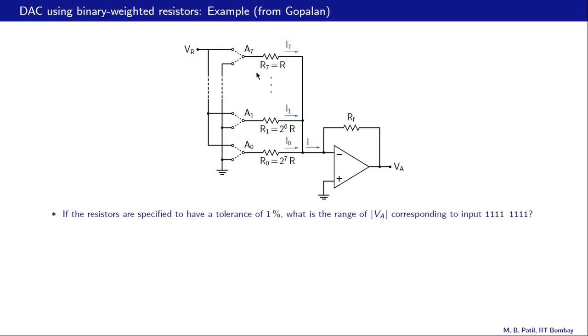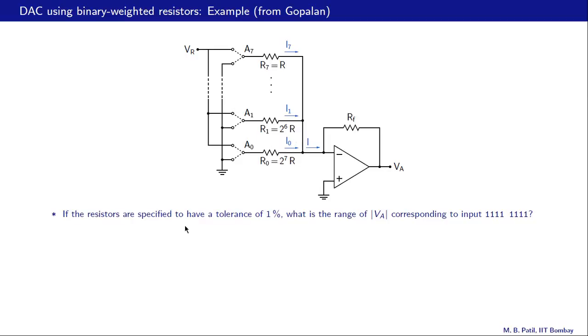What about this resistance? We will assume that R and RF are the same, so therefore the nominal value of R7 is also 1K, and therefore the actual value will vary from 0.99K to 1.01K. What about this resistance? Its nominal value is 2 raised to 6 times R, that means 64 times 1K or 64K, and its actual value can vary from 64K times 0.99 to 64K times 1.01.